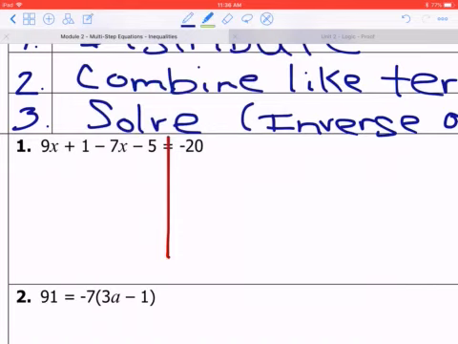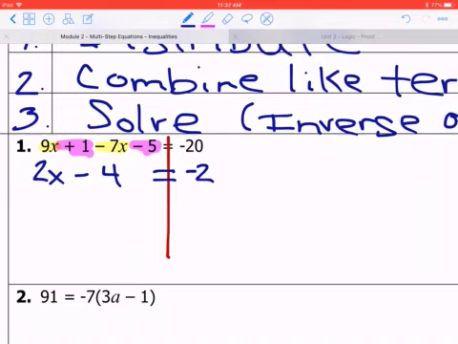So step 2 is to combine like terms, so that's anything that's on the same side. So if we look, I'm going to highlight here. I have a 9x and a negative 7x. I'm going to combine those together, so I want to add 9 plus negative 7, or 9 minus 7. So that is going to give me 2x. And then I have a plus 1 and a minus 5, so my constants go together. So 1 minus 5 is going to give me a negative 4. So I simplified by combining my like terms.